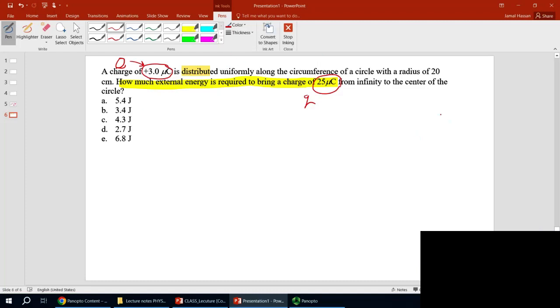So first we need to draw a sketch to explain the thing. Let's say this is a circle. It's not a perfect one, but let's accept it. And let's call this one point P. So first, we need to find the external energy.